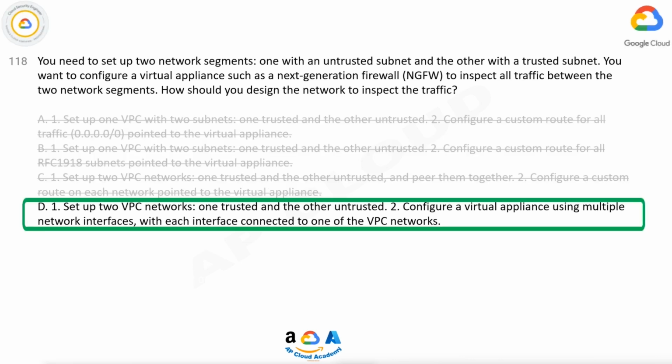Correct answer is D. 1. Set up two VPC networks, one trusted and the other untrusted. 2. Configure a virtual appliance using multiple network interfaces, with each interface connected to one of the VPC networks.